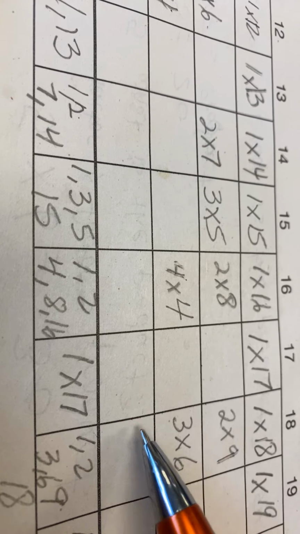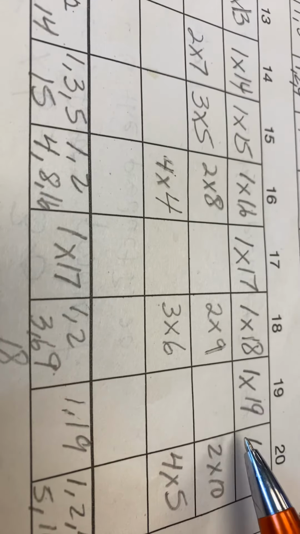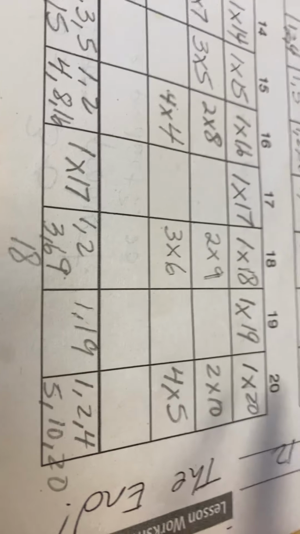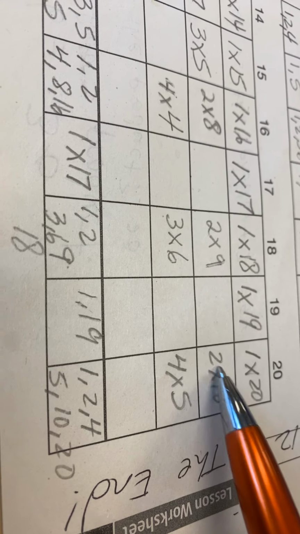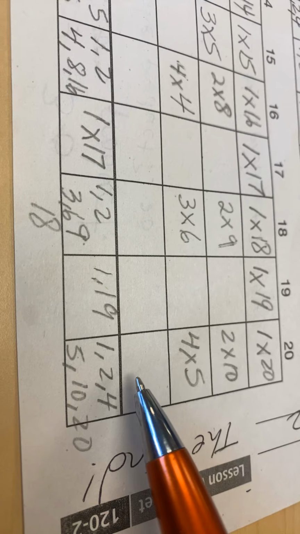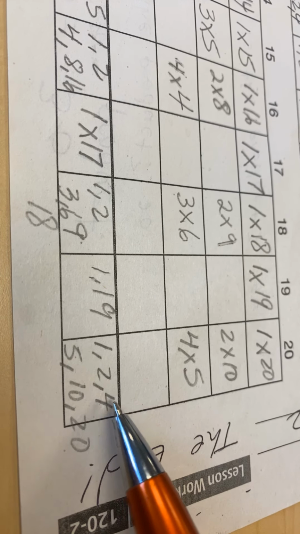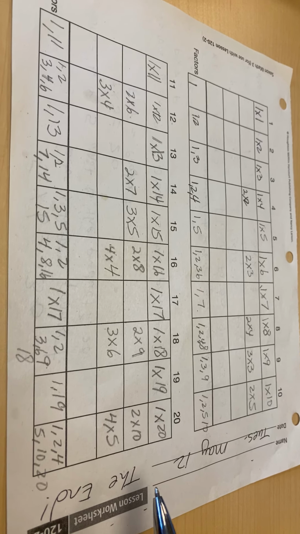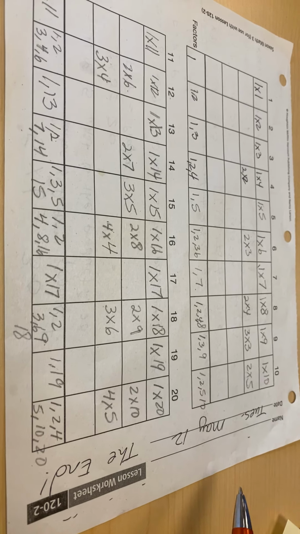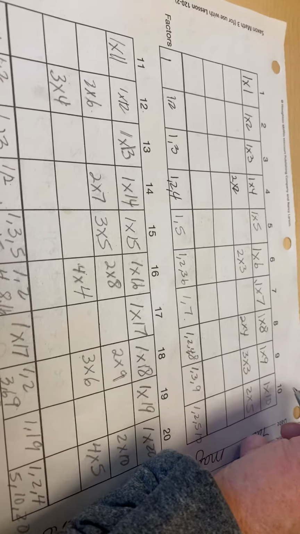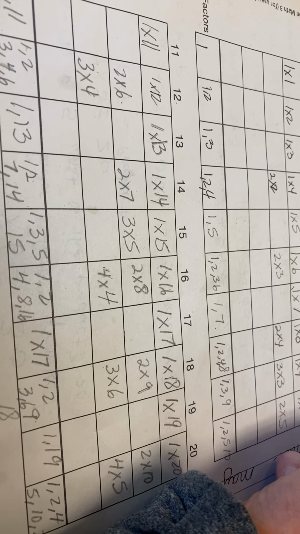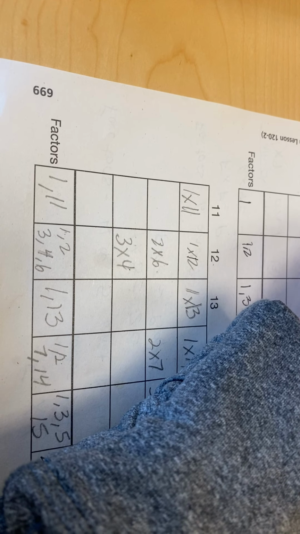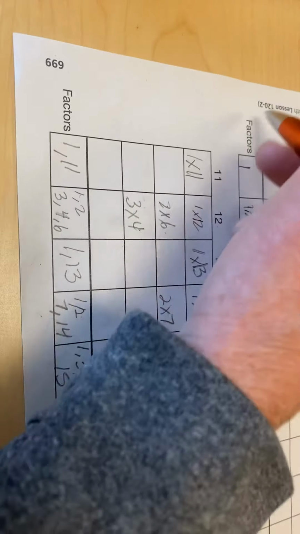And there's 1 times 17. We already talked about 18. 1 times 19, there's only 1 and 19. So 20, it's 1 times 20, 2 times 10, and 4 times 5. So look at all these factors. 1, 2, 4, 5, 10, and 20. And that's what factoring means. Factor times factor equals the product. Okay? These are all the products on the top. Products, and the factors are the bottom.